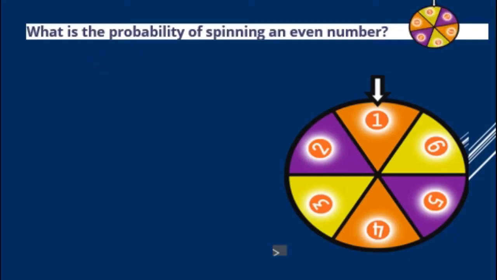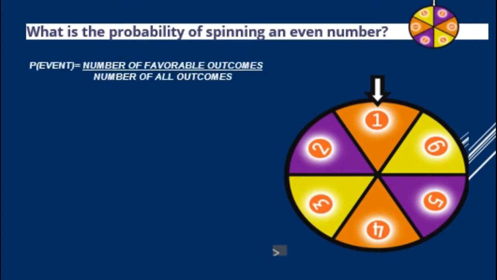So let's take an example. What is the probability of spinning an even number? And to answer this, we need to use our formula. P of event is equal to number of favorable outcomes over number of all outcomes. So the event that we are referring to here is the even number. Alright, so how many even numbers do we have here?